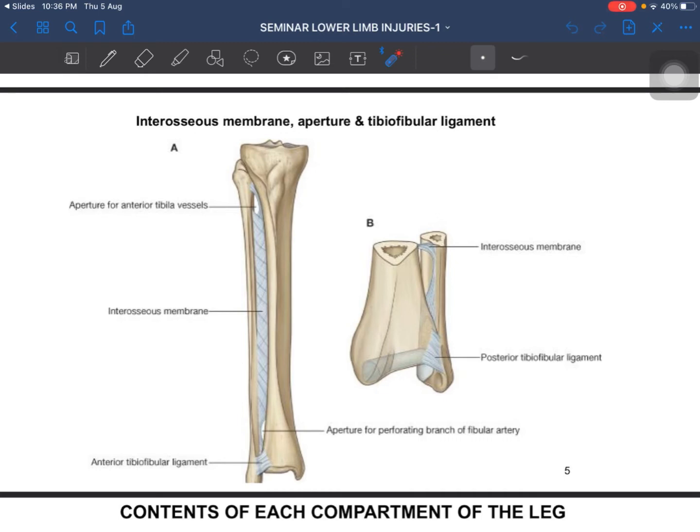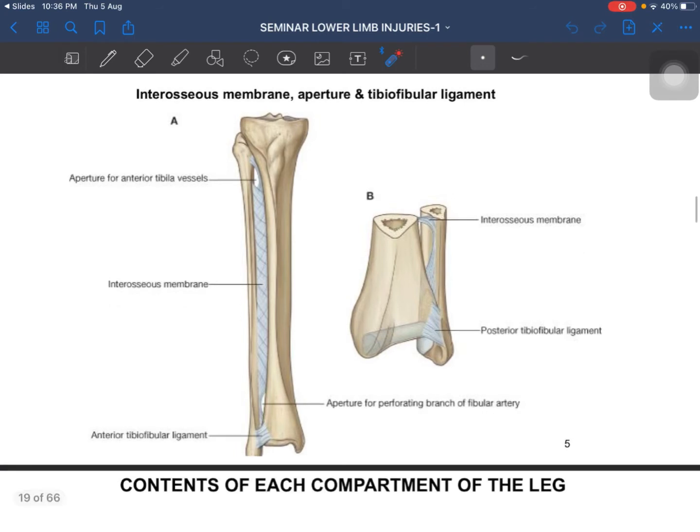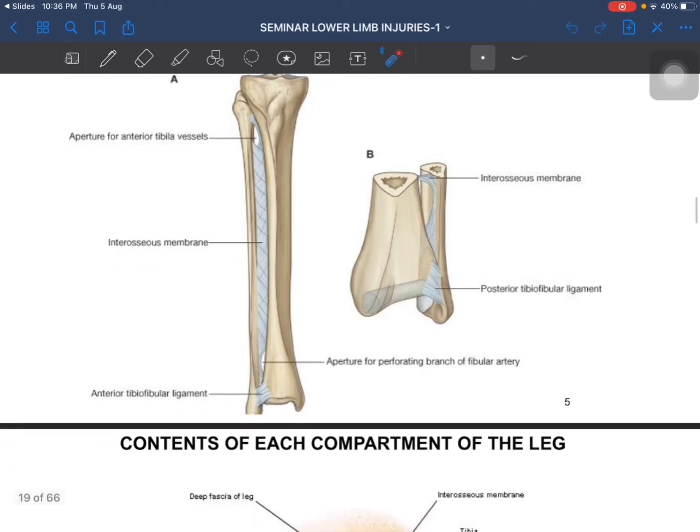When we look at the posterior side, down there we have the posterior ligament connecting the tibia to the fibula, known as the posterior fibular ligament. And there is also an aperture at the lower end between the tibia and fibula for the perforating branch of the fibular artery.